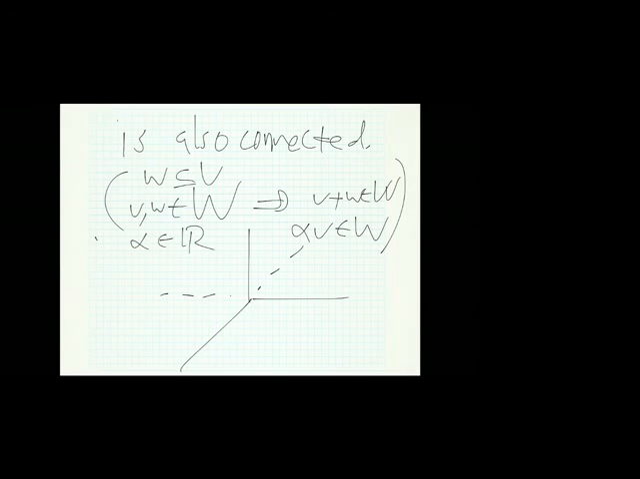For example, R3, three-dimensional space. Is it connected? Yes, it's connected. It's a vector space. It's a normed vector space. It's connected. And you can take any subspace. So what do subspaces look like? They look like planes through the origin. So V could be R3, and W could be a plane through the zero vector, the origin. It's also connected. We don't even have to worry about that because we know it is a vector space. It is a normed vector space, so it's connected.